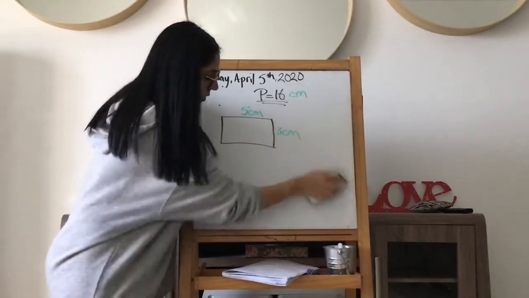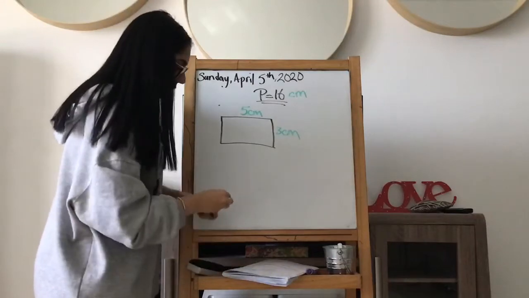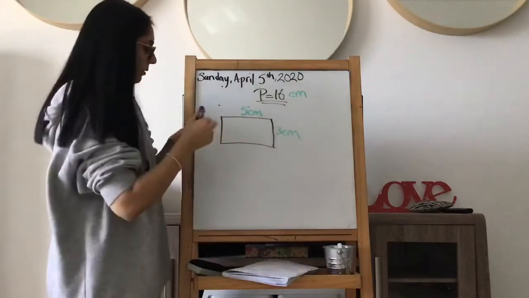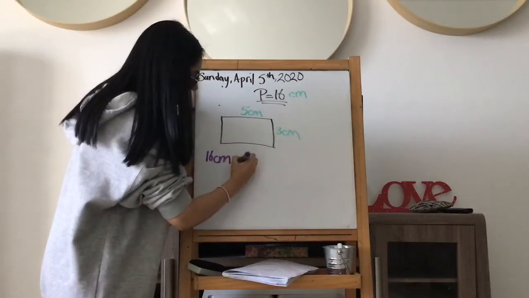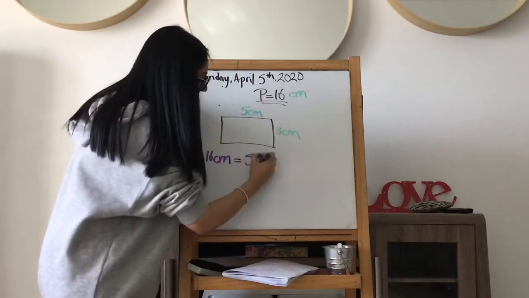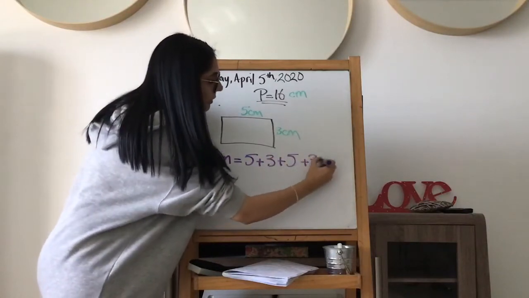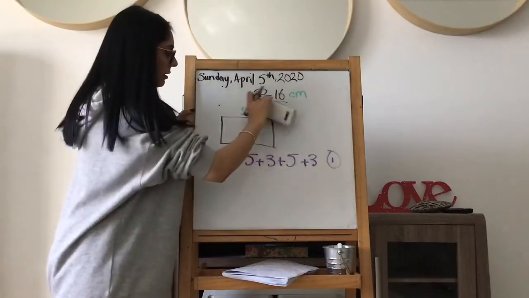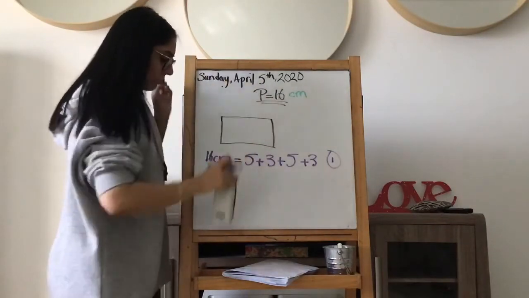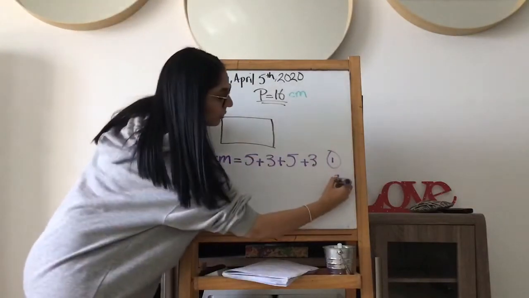Okay, so far, let me get purple. So far we got 1. We said 16 centimeter is equal to what? 5 plus 3 plus 5 plus 3. That's 1. What's another one? Because I think there's at least 3 or 4. Let's try to do another one. Let's do number 2. What's another one?